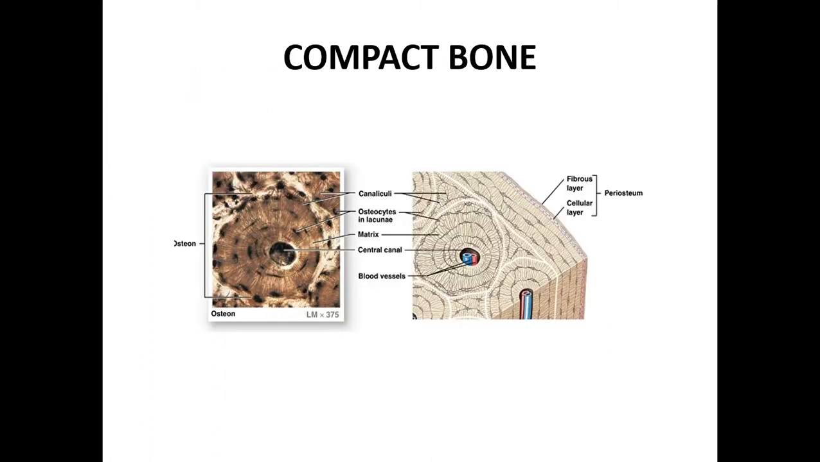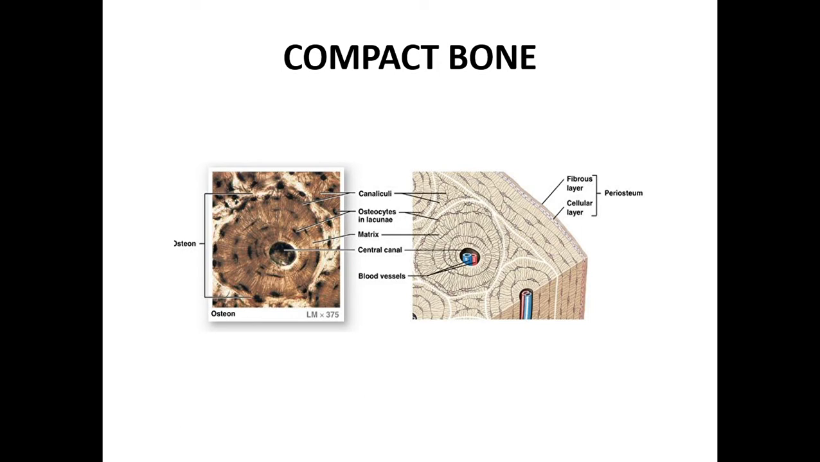We have here an illustration of a compact bone. This is found towards the outer part of the bone tissue, and it is composed of concentric arrangements or layers we call the Haversian system. The outer membrane that supports the inner part of the hard bone, or compact bone, is what we call the periosteum, made up of a fibrous layer and a cellular layer.